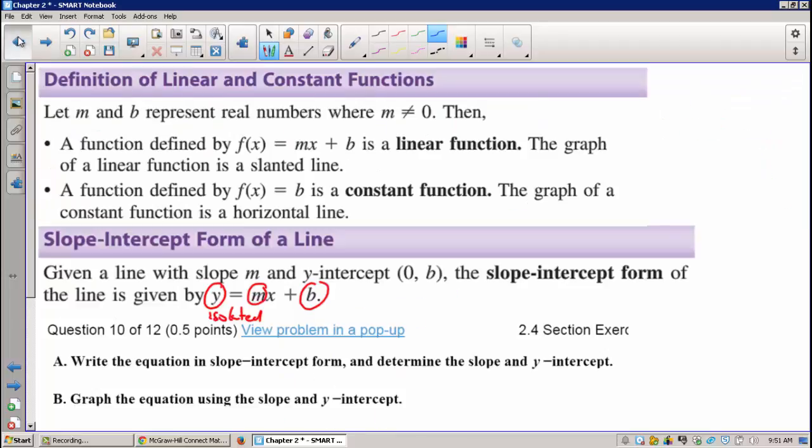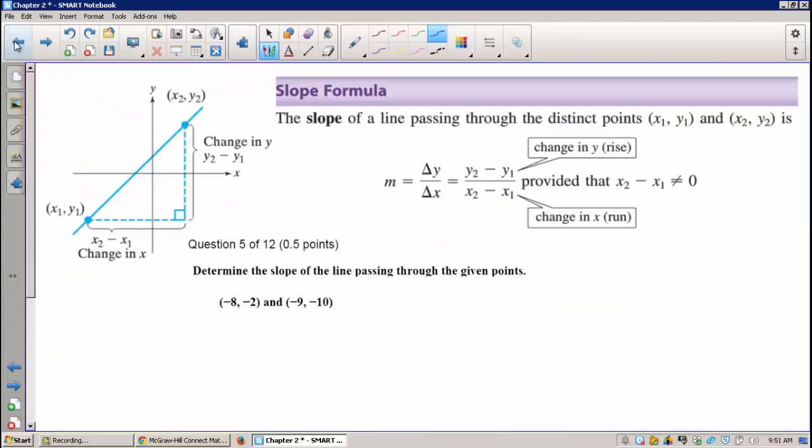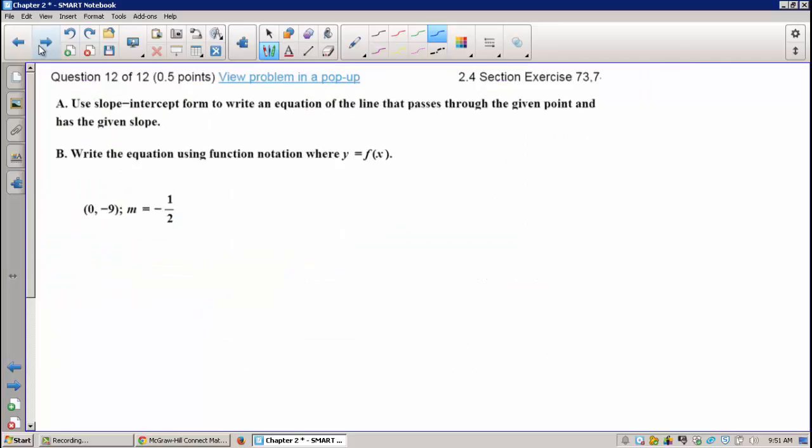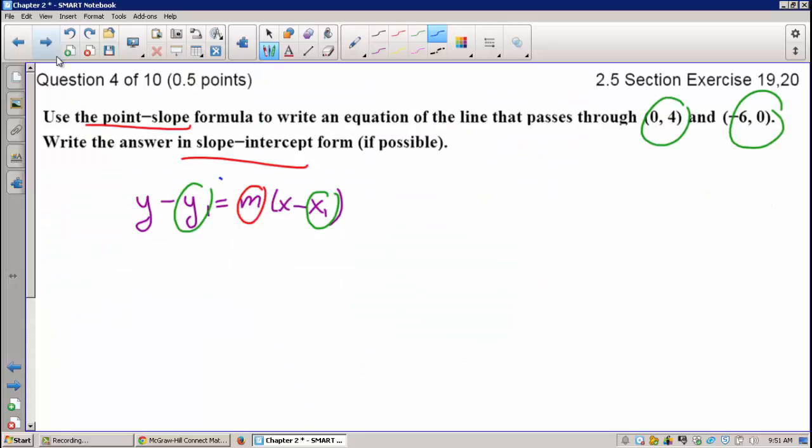Somewhere in 2.4 maybe? Is it m equals y2 minus y1 over x2 minus x1? Yes, that's it. We need to use this formula. Look, if you are provided 2 points, just substitute them in here and get that slope. So I'm going to copy that here. It's y2 minus y1 over x2 minus x1.